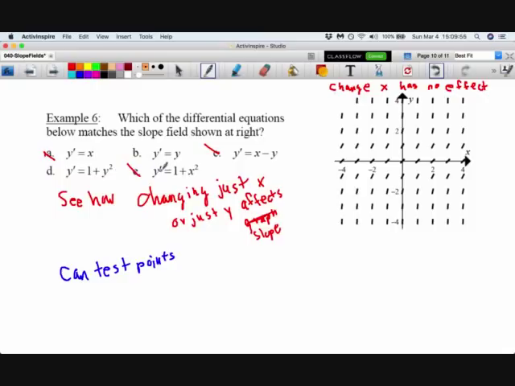If you can cross out things, if you cross out just a few options, you've increased your odds dramatically as long as you know you're crossing out things that are officially wrong. So we can test points.